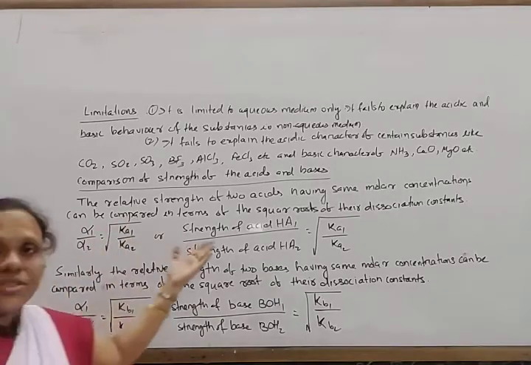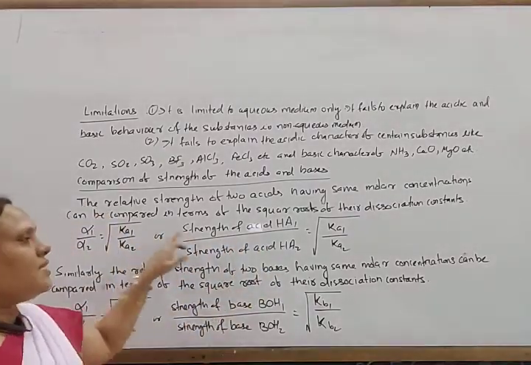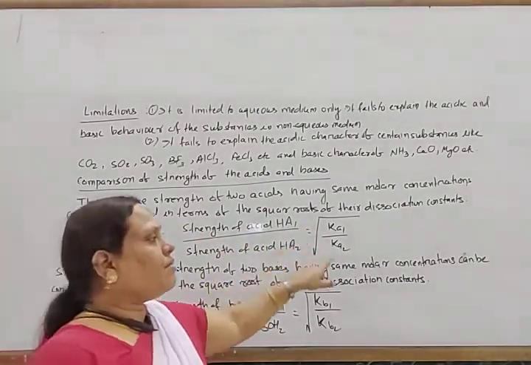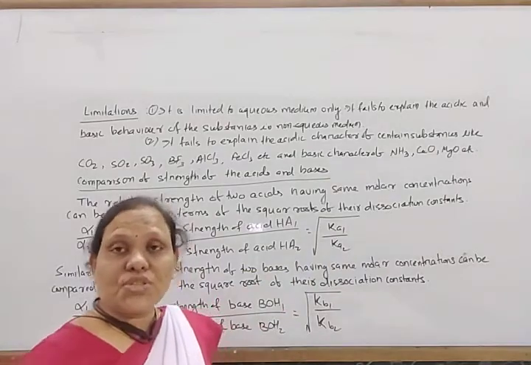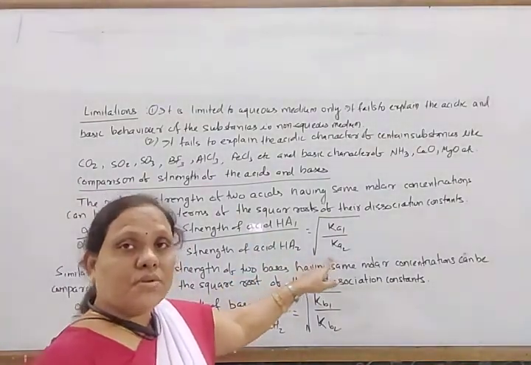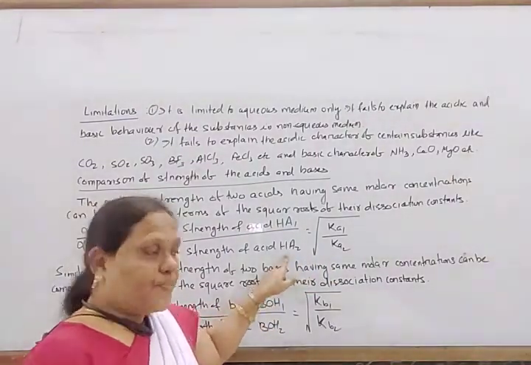The same molar concentration of the two acids is taken. Strength of acid HA1 by strength of acid HA2 is the square root of Ka1 by Ka2, where Ka1 is the dissociation constant of acid HA1 and Ka2 is the dissociation constant of acid HA2.